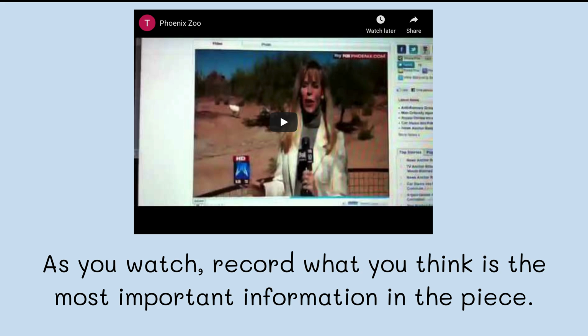So instead of reading a text together, we're going to watch a video. This is a news clip. It's sort of like a newspaper article. Your aim while you watch this video will be the aim that most nonfiction readers have. You want to learn about this topic. You want to hold on to the most important information.